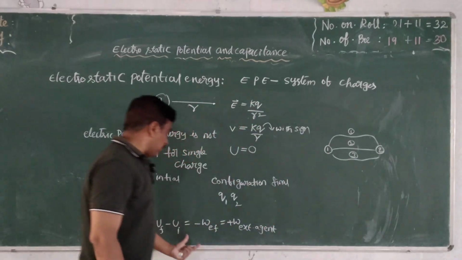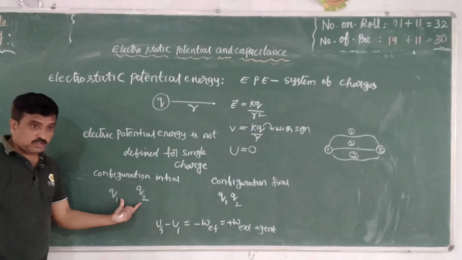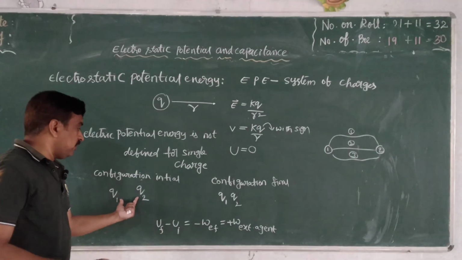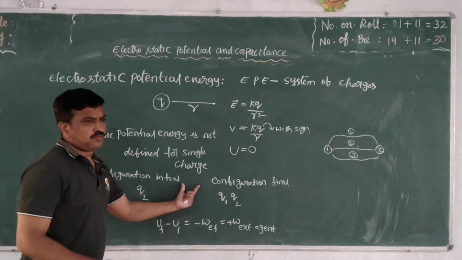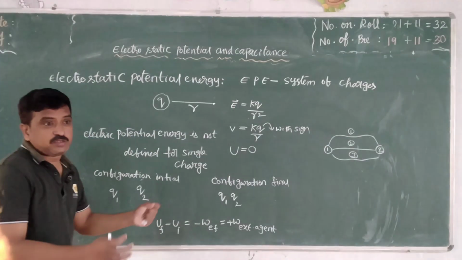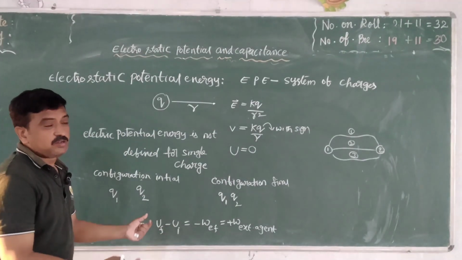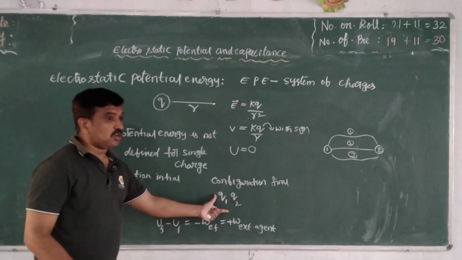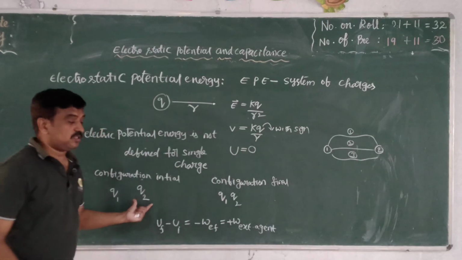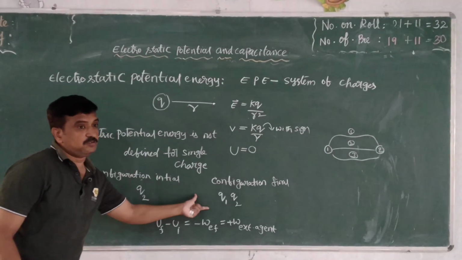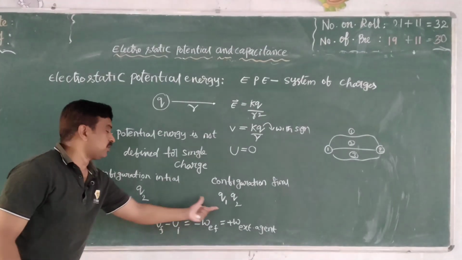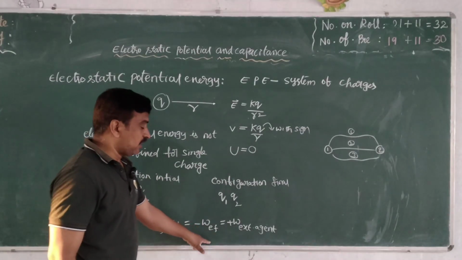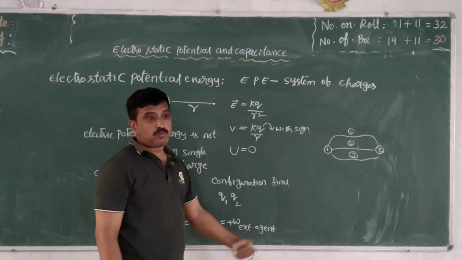What is the conservative force here? The electrostatic force. In between the charges, electrostatic force is there. Because of electrostatic force, it will move in different directions, through attraction or repulsion, and displace from here to there. So that is the final configuration, and this is the initial configuration. This change in configuration, change in potential, final potential minus initial potential, can be written as negative of work done by electric force, or positive of work done by external agent.